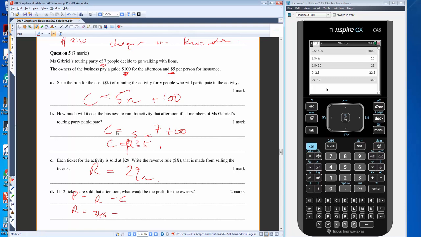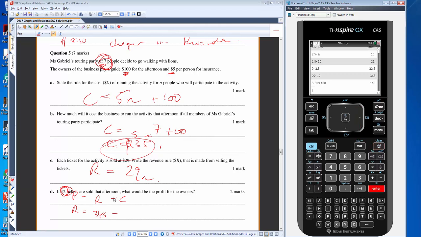Subtract, a lot of you subtracted this 135, assuming it was 7 people, okay? But 12 tickets were sold that afternoon, so you needed to sub 12 into the cost function. So it was 5 times 12 plus 100, which is 160. And what you would have found was that the profit, that looks like an R, profit equals 188, so $188.